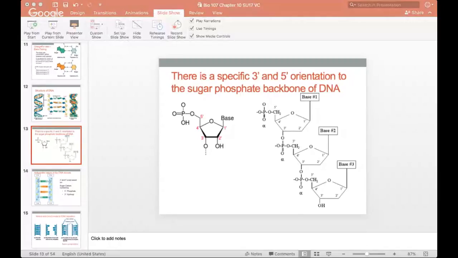Let's see what else we've got here. So that's our 3', 5'. Awesome. Okay. I'm getting some information from people. I'm trying to monitor. I have a couple different windows open. I'm trying to monitor the chat.